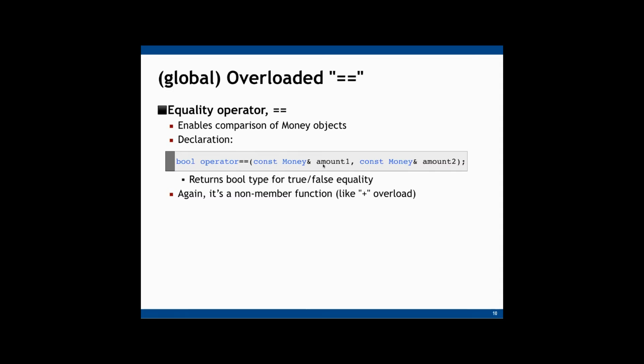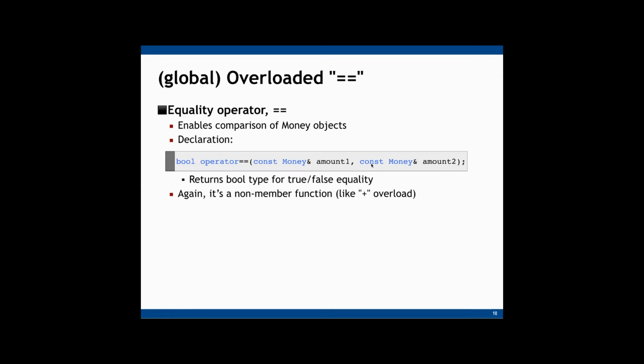Here we are overloading the equality operator, which is this one, so that we can compare two different objects of money type. This is how you overload equality operators. Like the previous example of overloading the plus operator, we use the operator keyword and specify the operator symbol here. In this case, the equality operator.